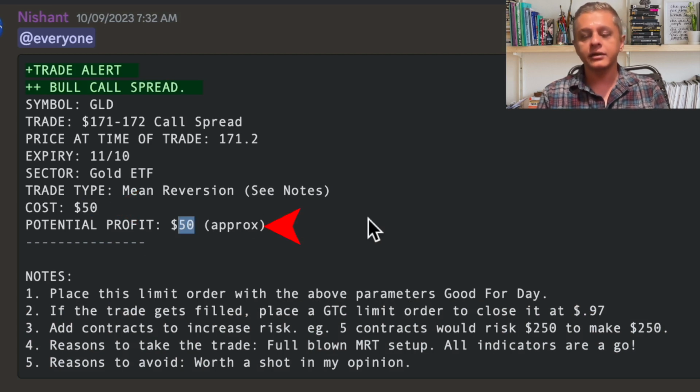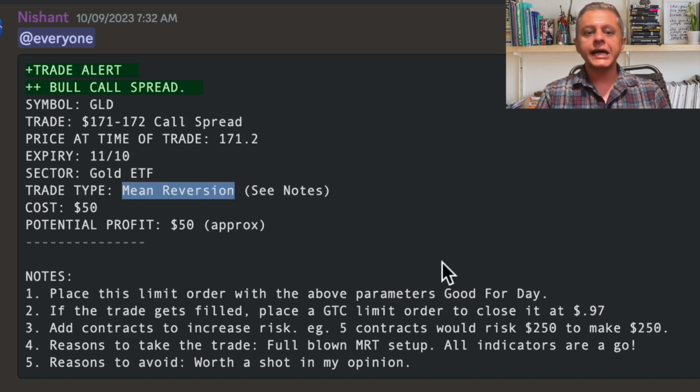And as I mentioned earlier, when I succeed with these spreads, it literally doubles my money in 20-30 days. So the growth your account can experience is really nice when you get a winning streak. Now, one more thing I've mentioned here is trade type, which is mean reversion. I do several types of trades.